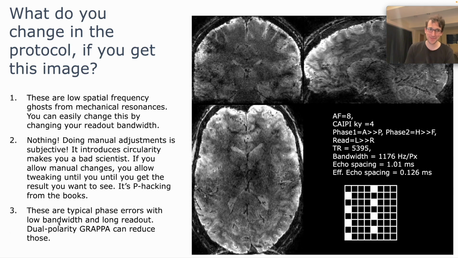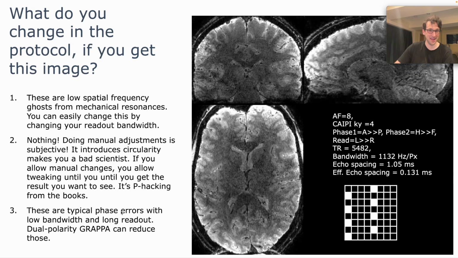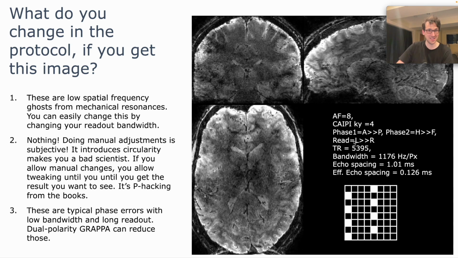Option 3. These are typical phase errors from low bandwidth of layer fMRI and the long readouts, right? So using dual polarity GRAPPA can reduce those artifacts. And maybe from hearing my tone already tells you that I'm not a fan of option 2, which might be an option. I would favor option 1 and 3, which might be similarly effective. In this example, I just changed the bandwidth a tiny little bit. Sorry, I increased the TR and the echo spacing respectively. So going from 5.4 seconds to 5.5 seconds, a 2% reduction in your readout speed basically takes care of those artifacts quite nicely.